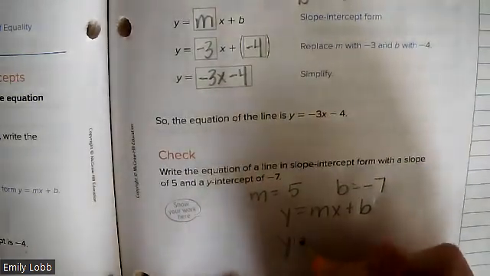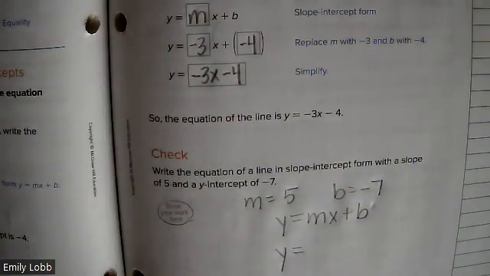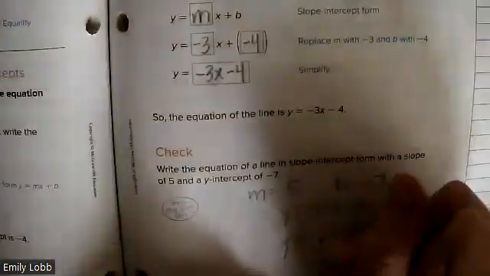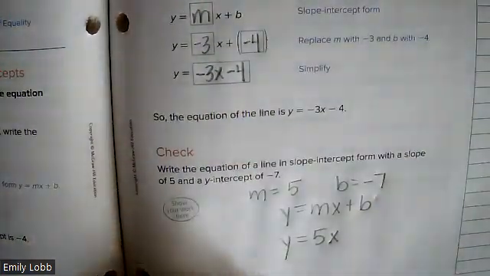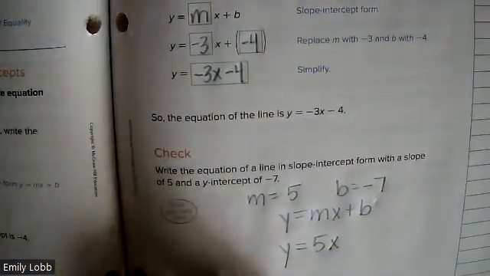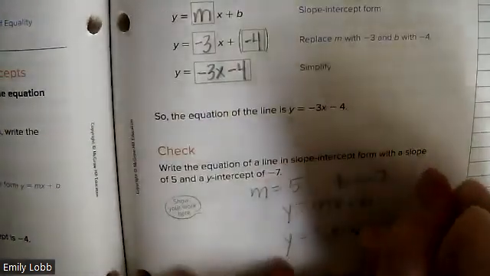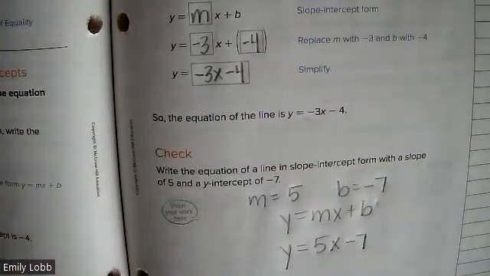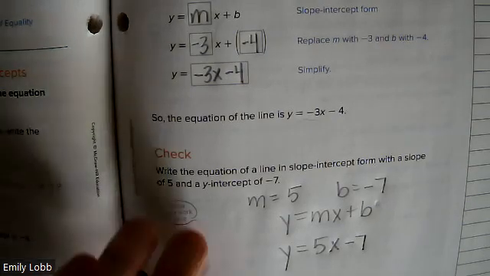So y equals what? What goes in front of the x? 5. Excellent. Don't forget to write your x in there. And what goes in place of plus b? We're going to write -7. Is that pretty straightforward? Totally foreign? Is anybody lost in space? We're doing okay?